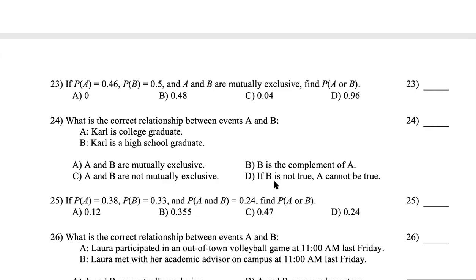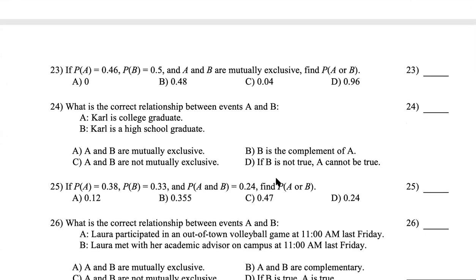Okay, so now the tricky part here is C and D. A and B are not mutually exclusive. That's actually right. We know it's possible for both of them to be true, so they are not mutually exclusive. C is right. How about D? That's the part some people got confused.